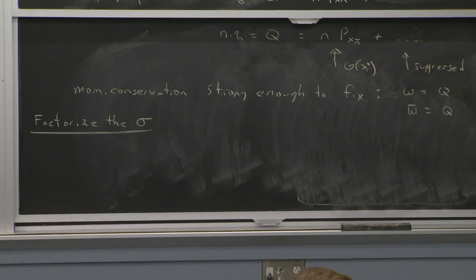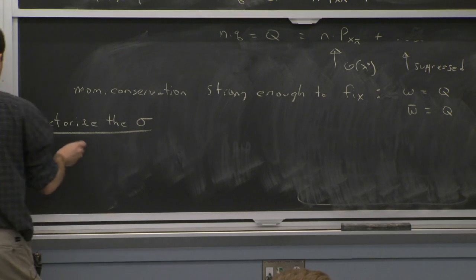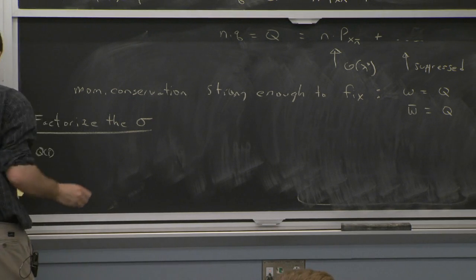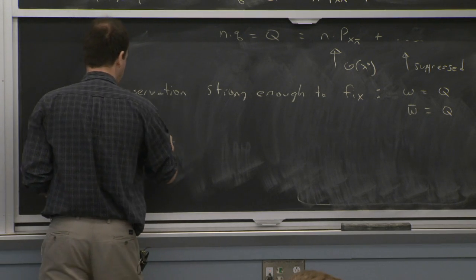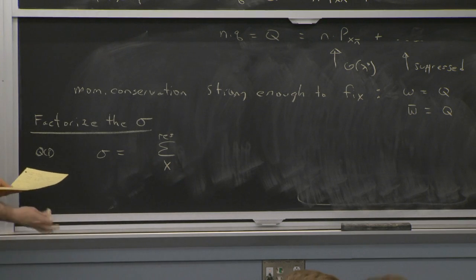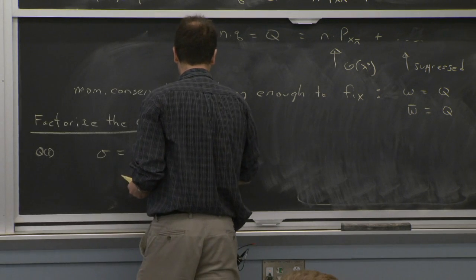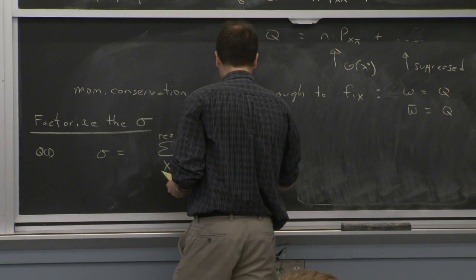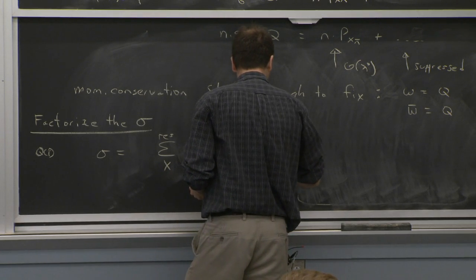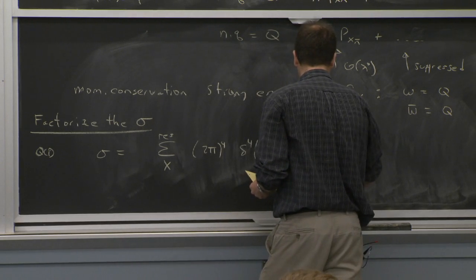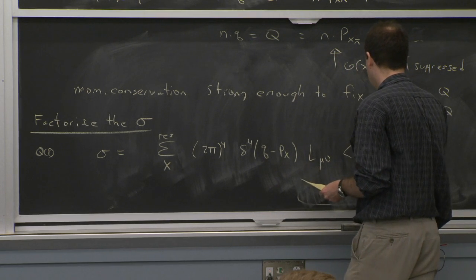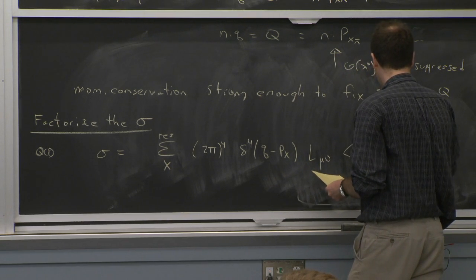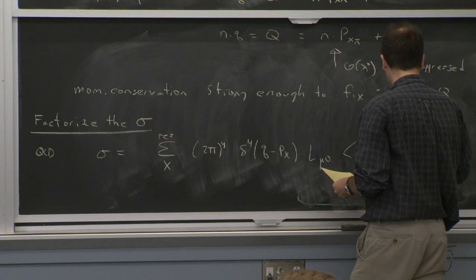So the first thing I want to do is show you how to factorize the cross-section in this case. So what would you do in QCD for this cross-section? Well, you'd say the cross-section is a sum over some restricted set of final states which satisfy the kinematic criteria that I'm interested in. You'd have a momentum-conserving delta function, and you could write it as a leptonic tensor, and then a hadronic tensor, the same way we do for DIS.